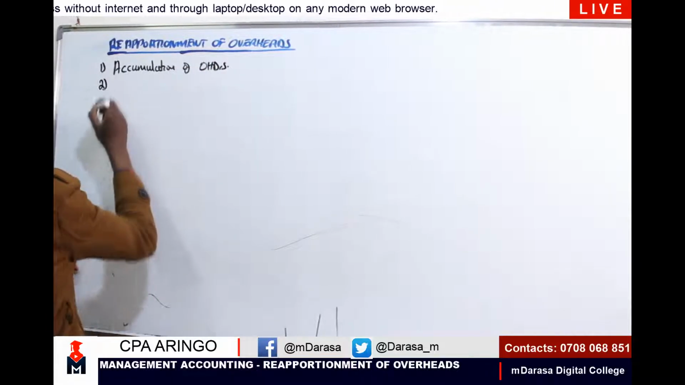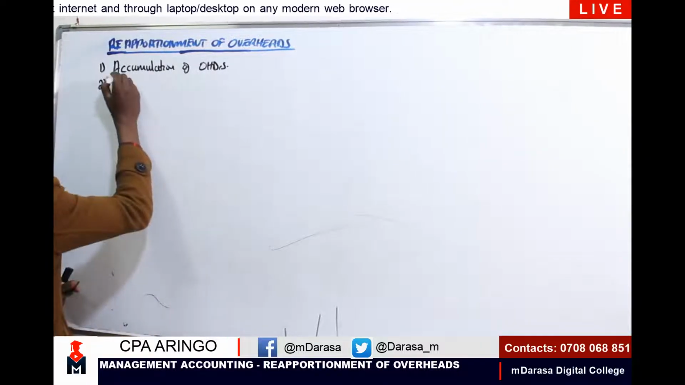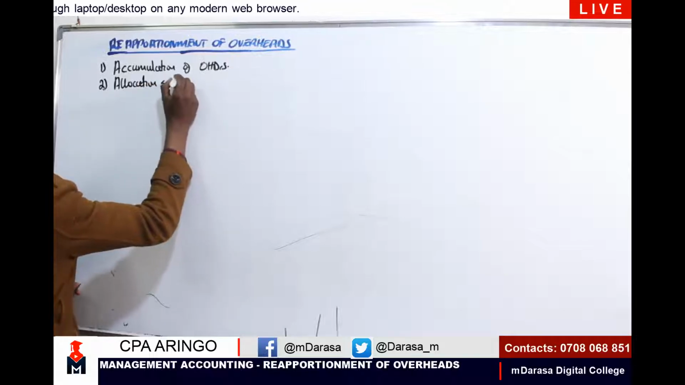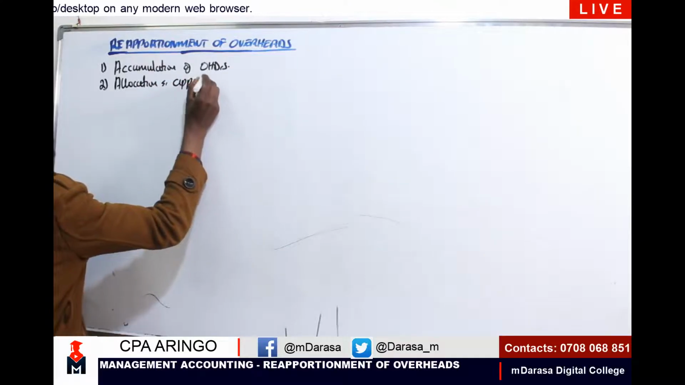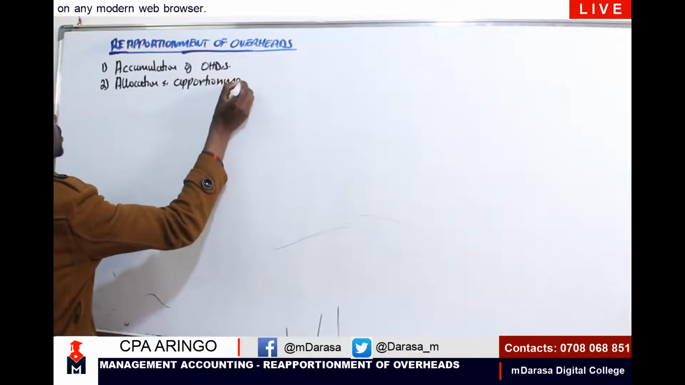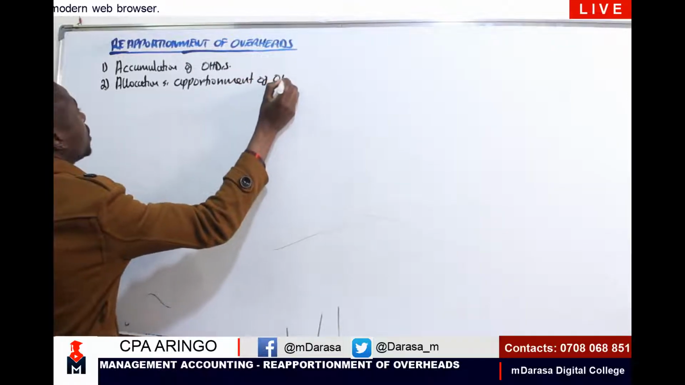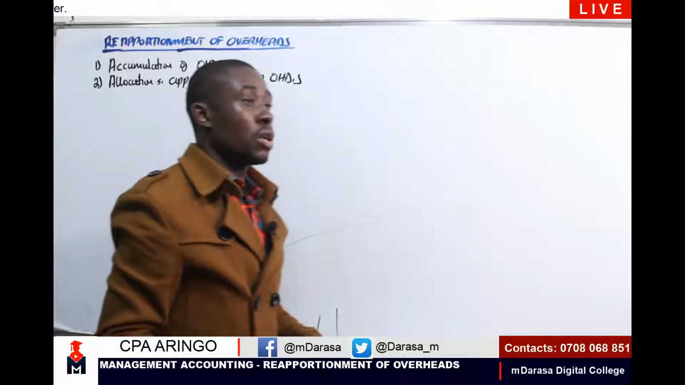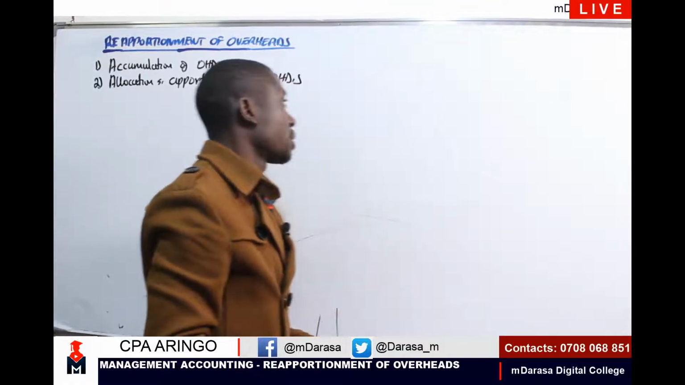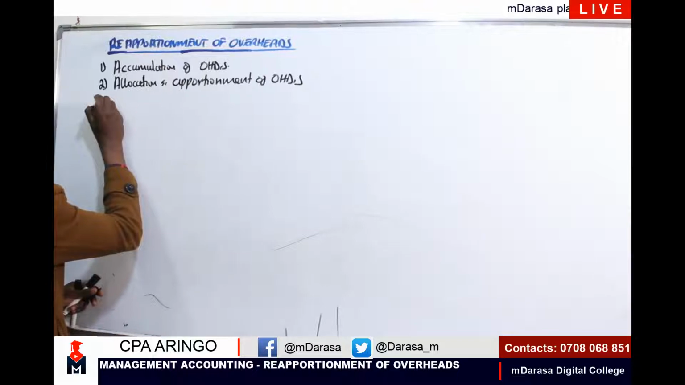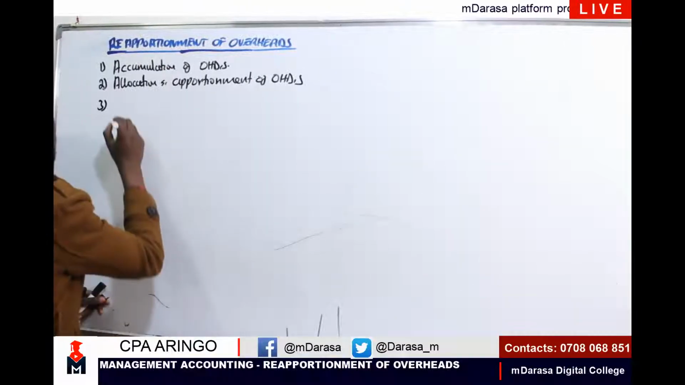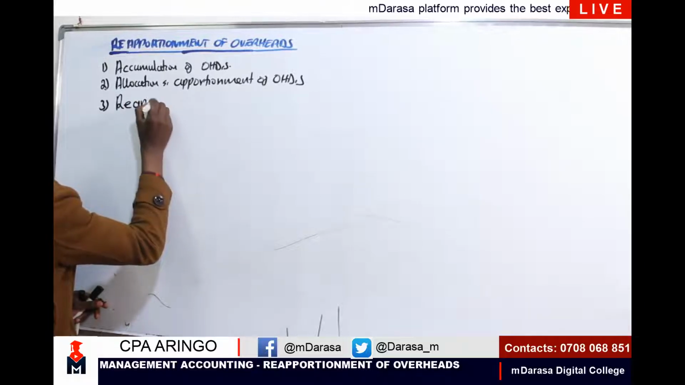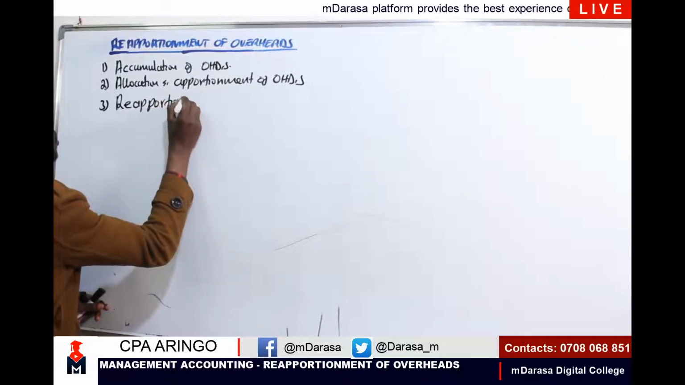Step number two, my good students, we talked of allocation and apportionment of overheads. This is the most important step in this concept as well. Number three, we will be talking of reapportionment now.